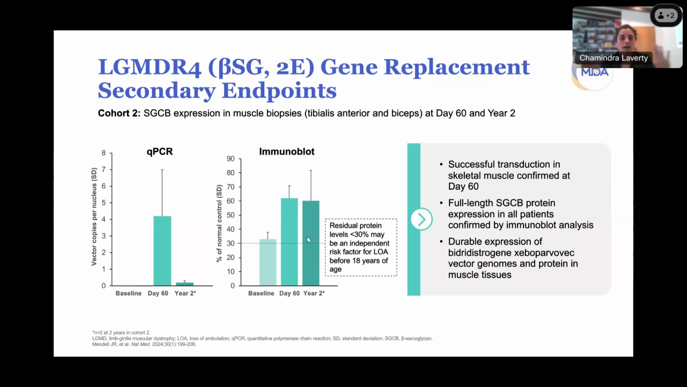And in an unrelated study, they demonstrated that if a patient has less than 30% beta sarcoglycan on their muscle biopsy, it actually correlates with a very high risk of loss of ambulation by 18 years of age in this specific limb-girdle muscular dystrophy. So trying to keep it higher than 30 is the goal. And hopefully that will correlate with longer walking, and then better lung function is what we're going to try to see over time.